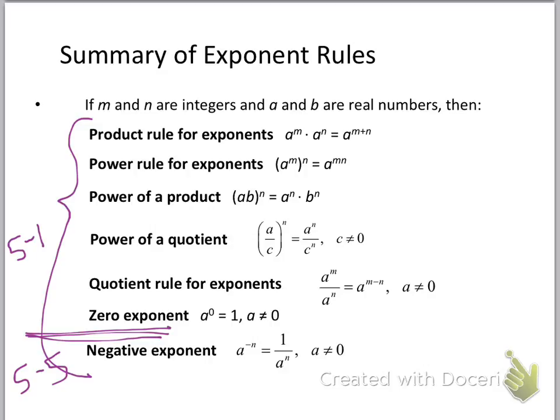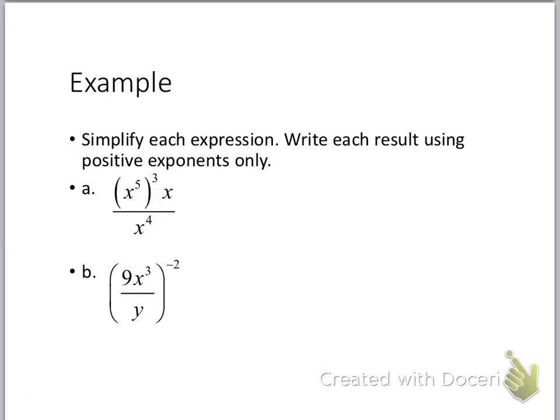And so what we're going to do now in 5-5 is combine all of those rules and look at some really complicated expressions that we'll be simplifying. So when you are told to simplify, that automatically means your final answer should only have positive exponents. Okay? So as we're going through, keep that in mind.